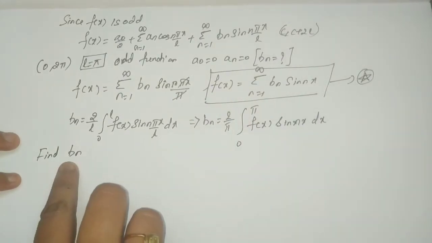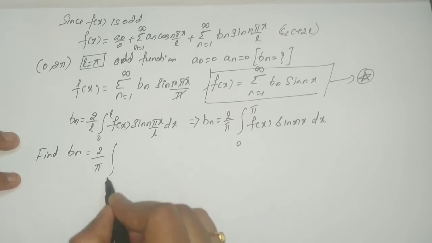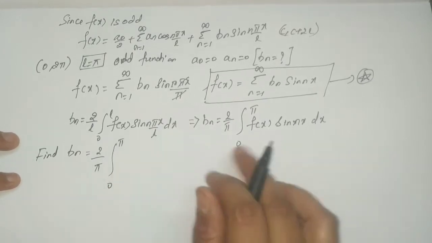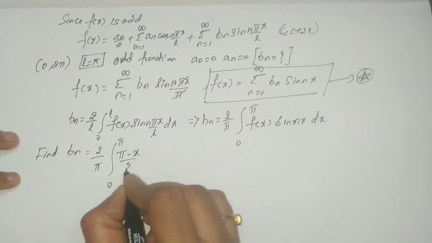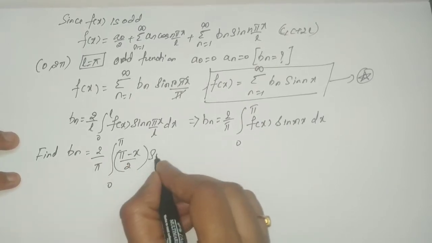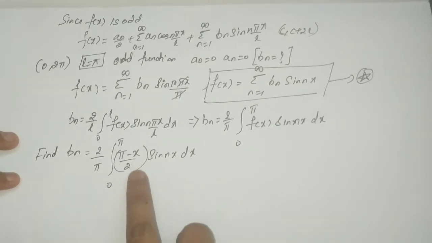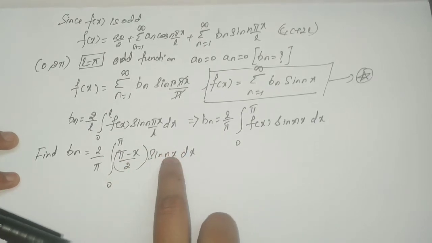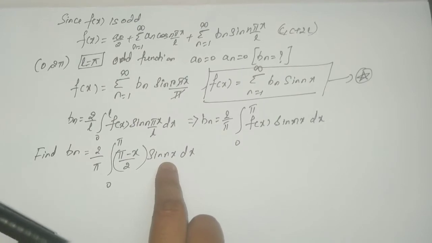So to get the Fourier series, what do we have to find? Bn. So Bn we know is 2 by pi, integral 0 to pi. What is the function given in the question? Pi minus x by 2 was our function into sine nx dx. You can see x is here and the sine nx term is here also, so you have to apply integration by parts.